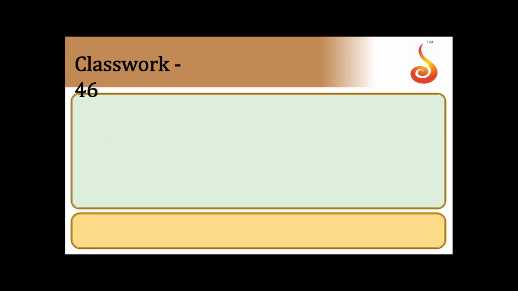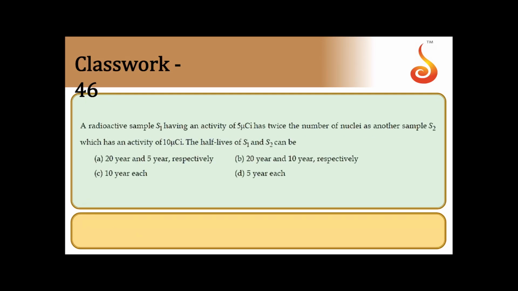Yes, we shall move on to next one. A radioactive sample S1 having activity 5 microcurie has twice the number of nuclei as another sample S2 which has an activity of 10 microcurie. The half-lives of S1 and S2 can be? So you need to find half-lives of S1 and S2. What they have given is S1 has activity 5 microcurie, which has twice the number of nuclei as another sample S2 whose activity is 10 microcurie.